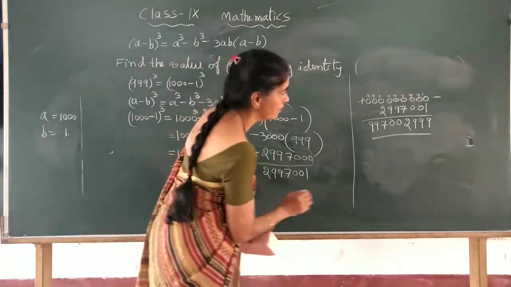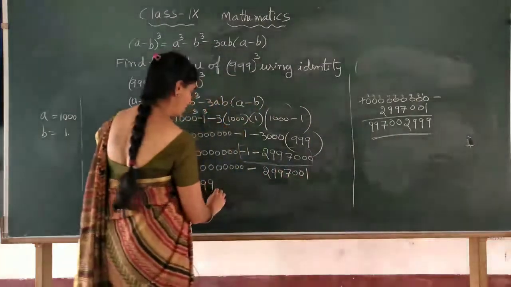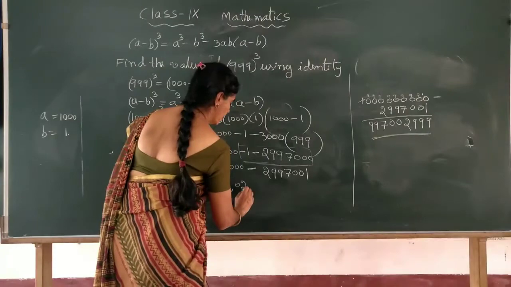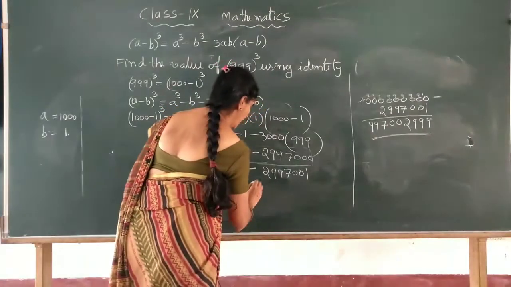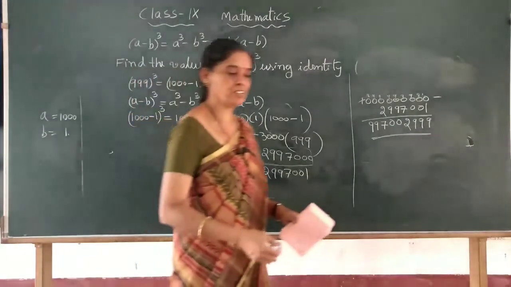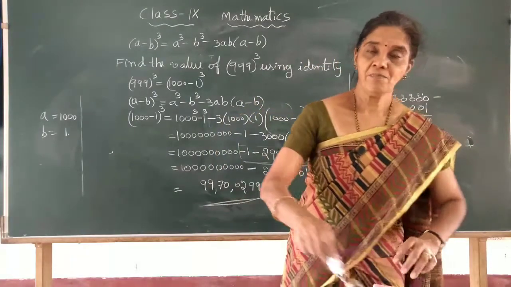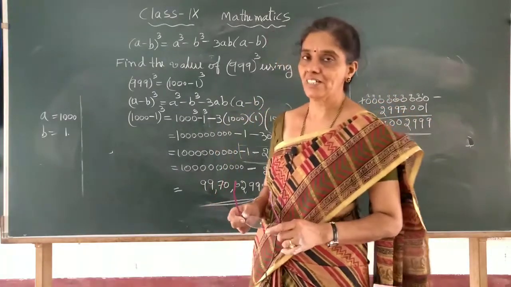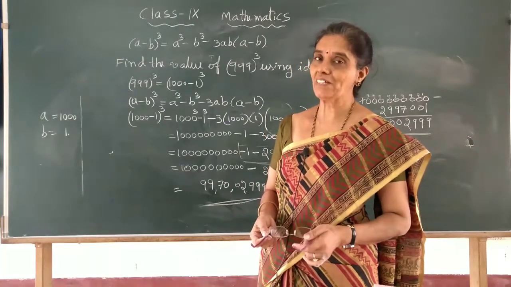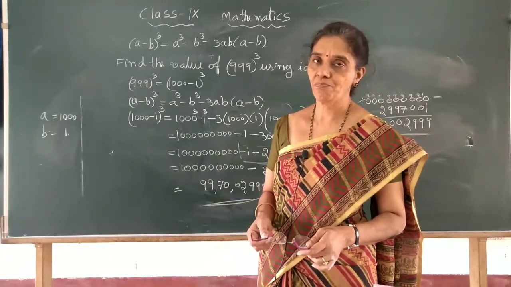What is that big number? It is 99 crore, 70 lakh, 2,999. This much big number we will get. Okay. So this is the way we can use it indirectly to get the answer, the product, not the direct product. Indirectly we have used other methods using the identity, we get the product of the arithmetic numbers. Okay.